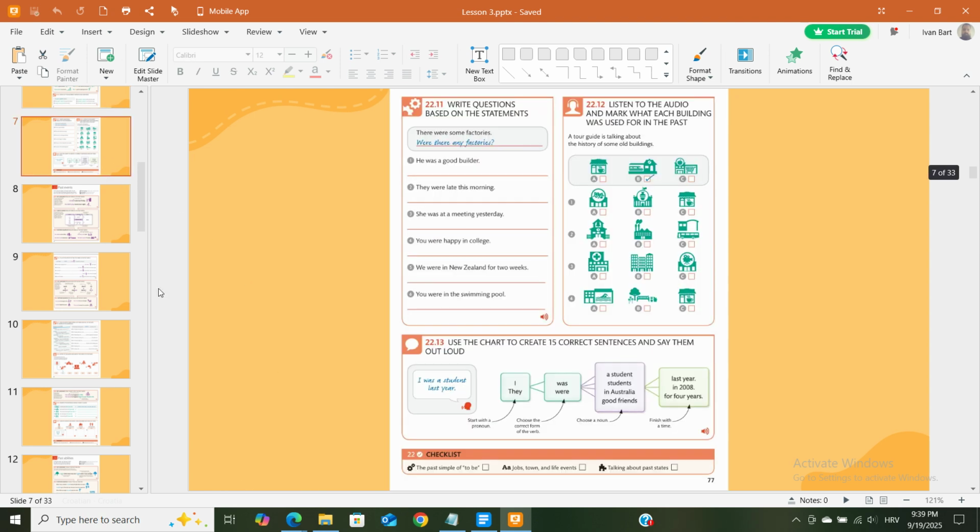22.11 Write questions based on the statements. There were some factories. Were there any factories? He was a good builder.